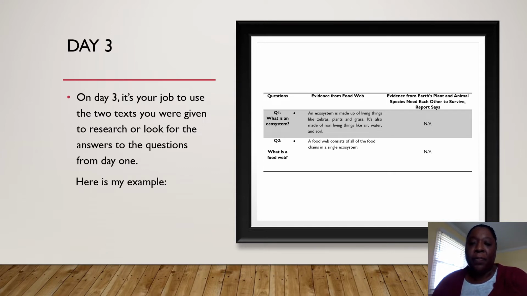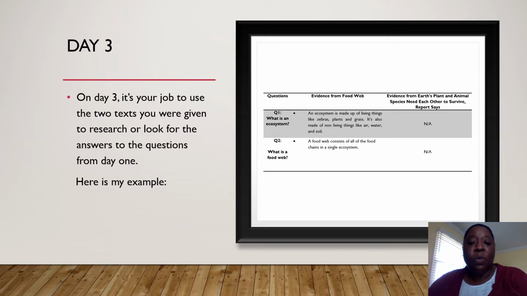Here's my example. My first question was, what is an ecosystem? So I have evidence from the food web text. What I found is that an ecosystem is made up of living things like zebras, plants, and grass. It's also made up of non-living things like air, water, and soil. The other text, which was Earth's plants and animal species need each other to survive, didn't have any details to support the question that I was looking for. So I just wrote NA.